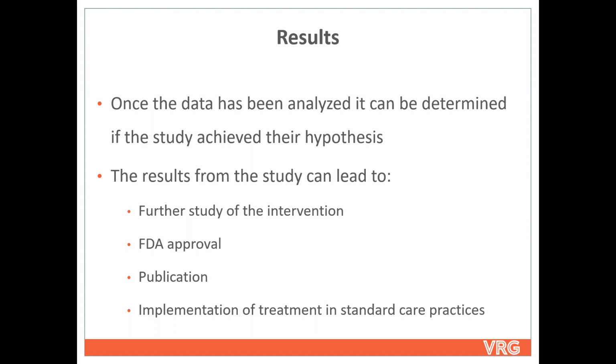If this is a large, what we call phase 3 trial, it could lead to FDA approval of a new medication. Most studies do try to publish their results, so the results of the study may be published in a scientific journal. And if the study did achieve its hypothesis, it could potentially result in implementation of treatment in standard care practices. So it could change how we provide treatment.